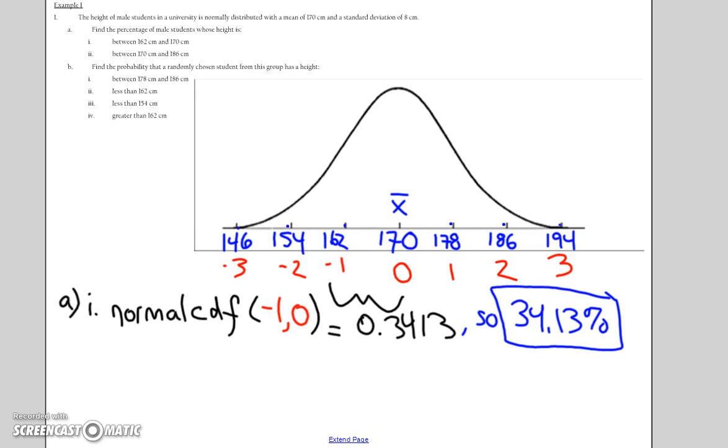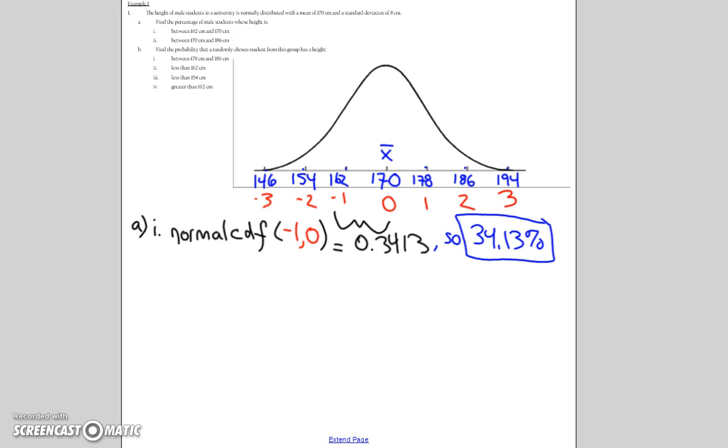All right, let's extend the page and look at part 2. So I want you to try part 2. We're going to have the video pause. Now part 2 is between 170 and 186. You don't need to go ahead and solve the whole thing yet, but I want you to try to identify what are the 2 boundaries. What's the lower bound and the upper bound? Pause the video and take a second.